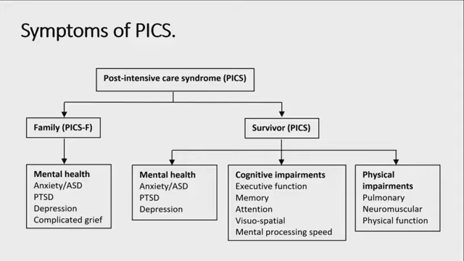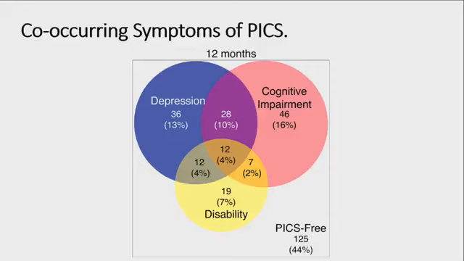And with regards to the physical impairment, they have primarily neuromuscular and physical function disorders, and some of them develop this to an extent that they have issues with their pulmonary functions. If we put them into a perspective of percentage-wise, the highest is 16%, which is cognitive impairment alone, 13% depression, and 7% disability. This is after 12 months of discharge from ICU.